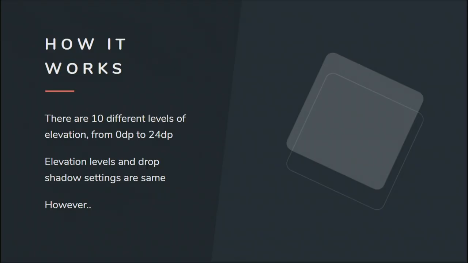In material design, there are 10 different levels of elevation, starting from 0 dp right up to 24 dp. The steps are not even, but this is what the Android guidelines recommend. When you're doing elevations in dark design, the level of elevation that you use in light theming, as well as the drop shadow settings that come with the elevations, remain the same.